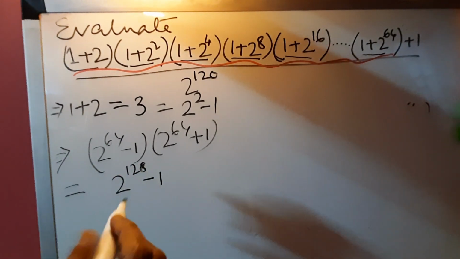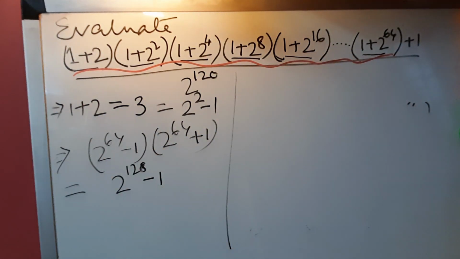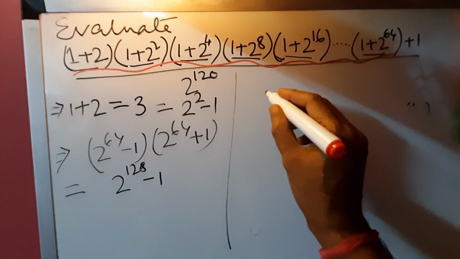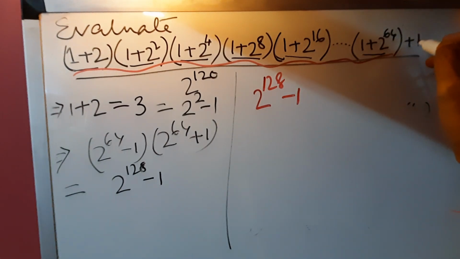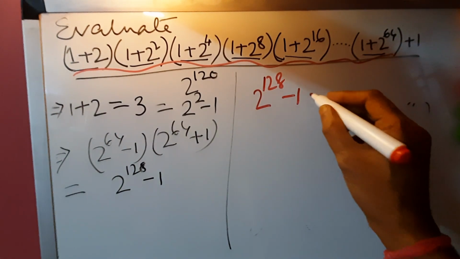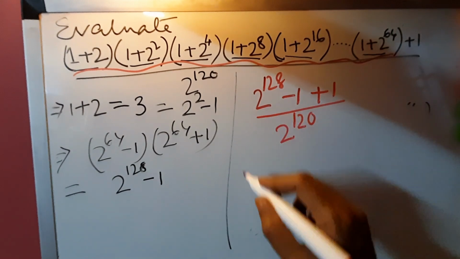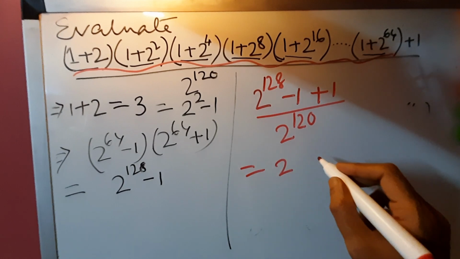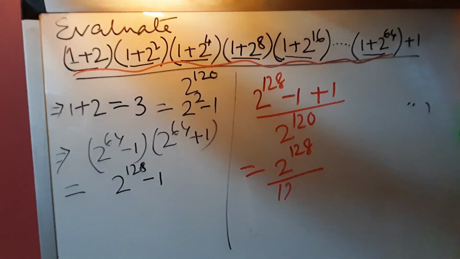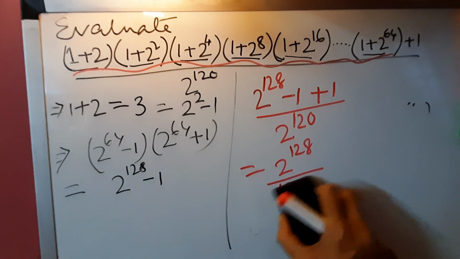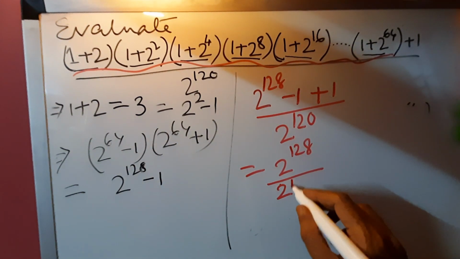So the total expression will become: the first part is 2 to the power 128 minus 1, then this is the plus 1. The second part was the division by 2 to the power 120. So that means 2 to the power 128 divided by 2 to the power 120.